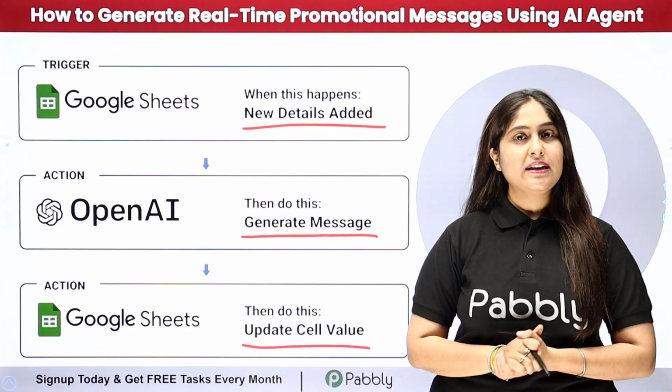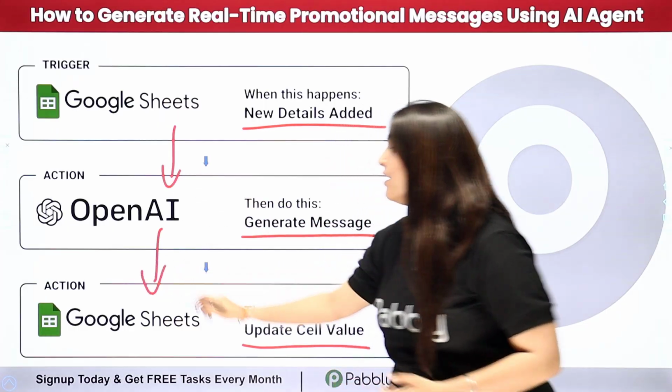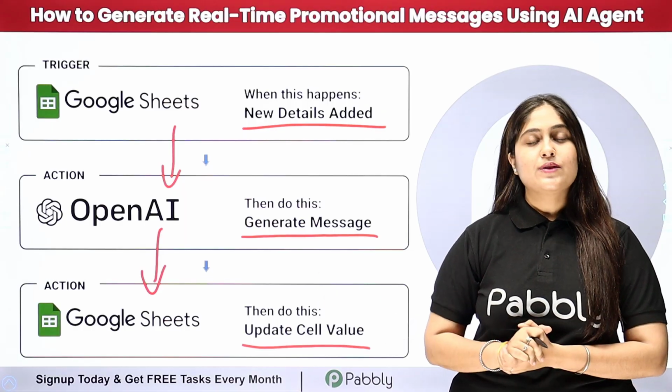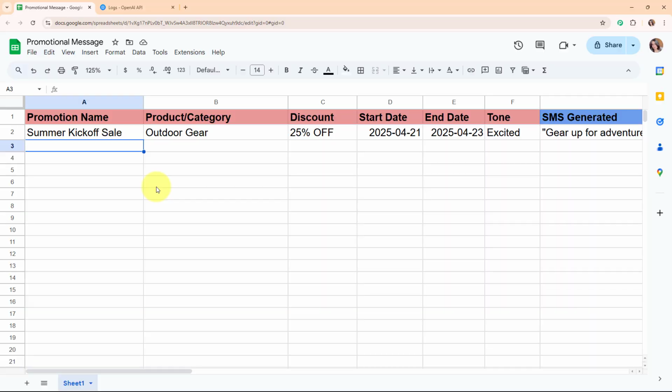Now to automate the entire process, I need to connect my Google Sheets with OpenAI and Google Sheets again using an automation software named Pabbly Connect. So to see the working of this process and to learn it step by step, let me take you all to my screen. Welcome to my screen.